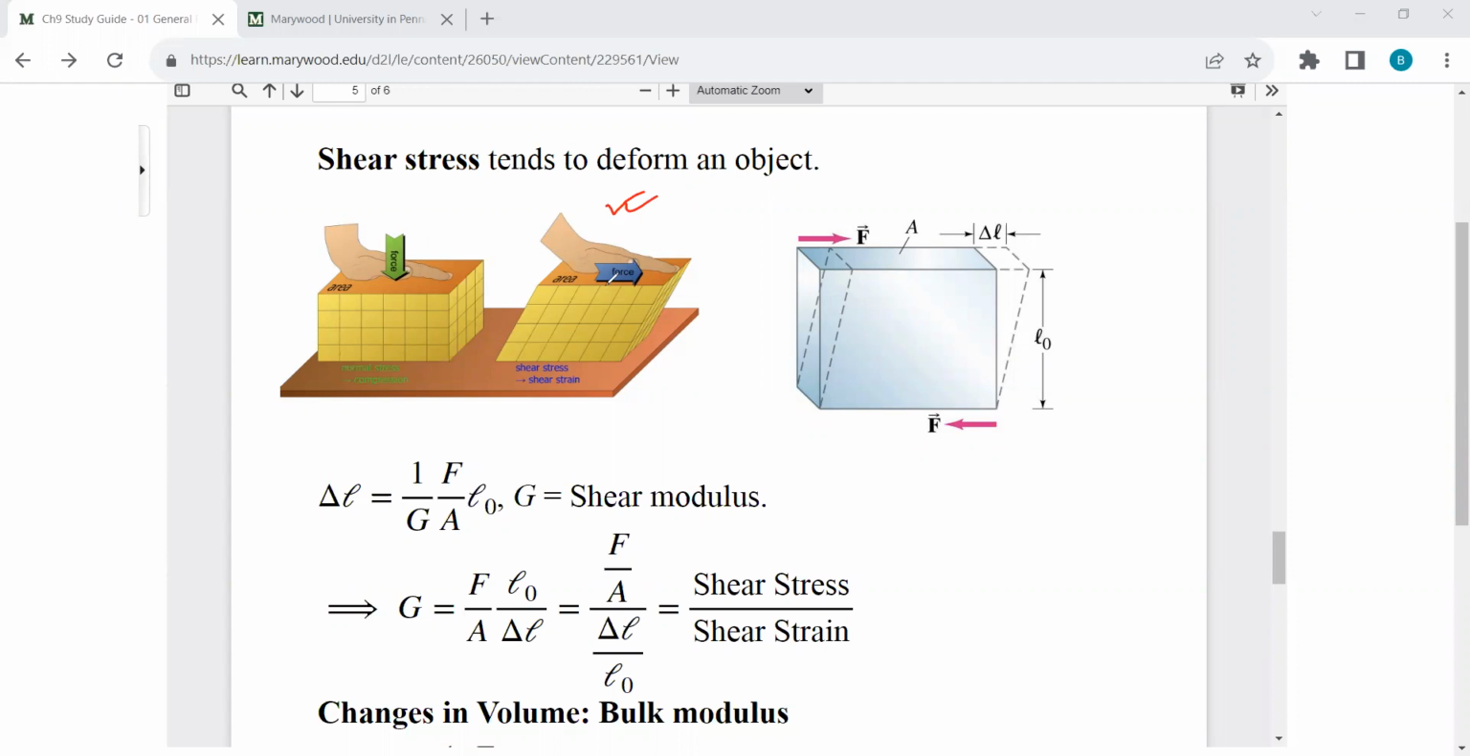Shear stress can be defined from this equation: delta L equals 1 over G times F over A times L0. We already have a similar equation, right? From it we can define the shear stress, but the definitions are a little bit different here. Here we use the shear modulus. In the table I showed you earlier, you saw there is a column for shear modulus and then bulk modulus. So this G is the shear modulus.